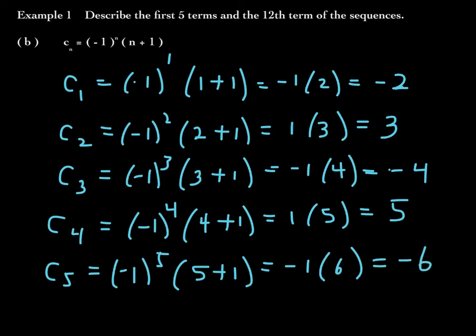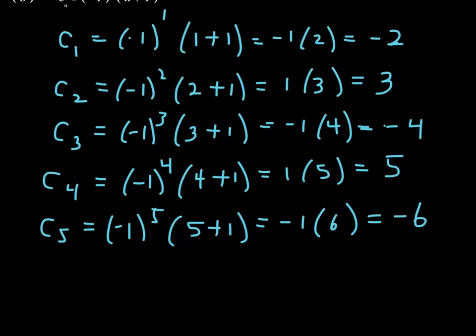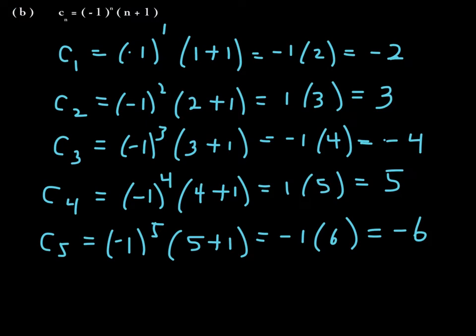So then the first 5 terms in our sequence, listed out in order, would be negative 2, comma 3, comma negative 4, comma 5, comma negative 6. Please notice how the signs on the terms are alternating. Negative, positive, negative, positive, negative. This is an example of an alternating sequence.